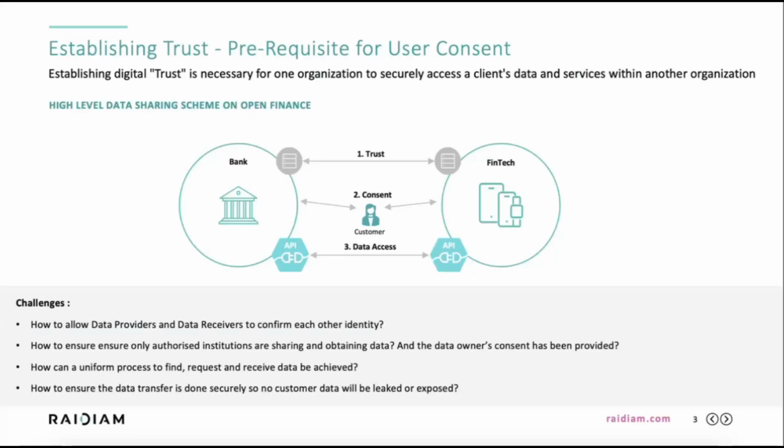Once you've established the identity and you've established the appropriateness of the request with consent, how do you actually find the data sources that you want to connect to? How do you then call the API for that data? So what's the process in order to find, request, and then receive the data? How can that be really simplified and a uniform process for everybody? Once you've done all of those parts, you then need to make sure that the data transfer is done securely so that there is no risk to the customer data being leaked or exposed.